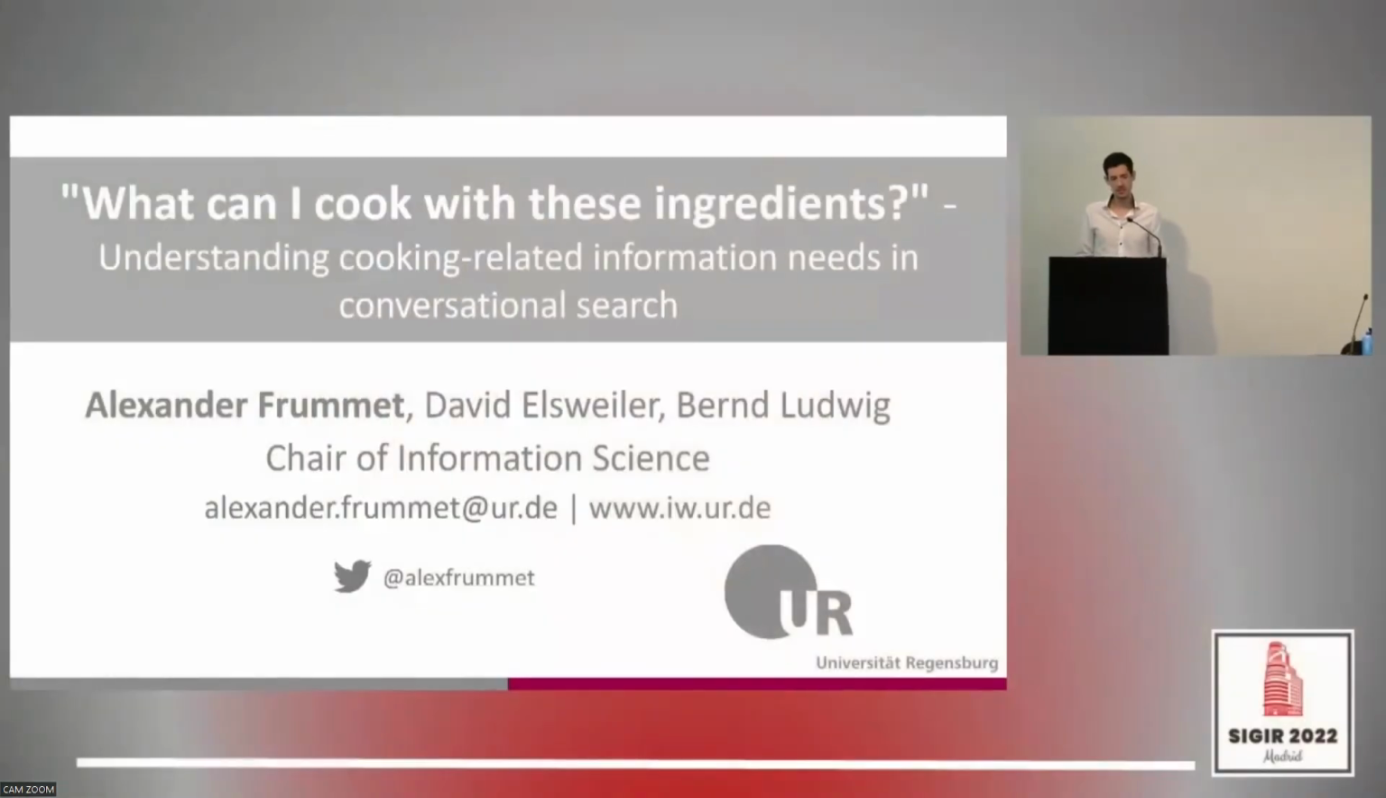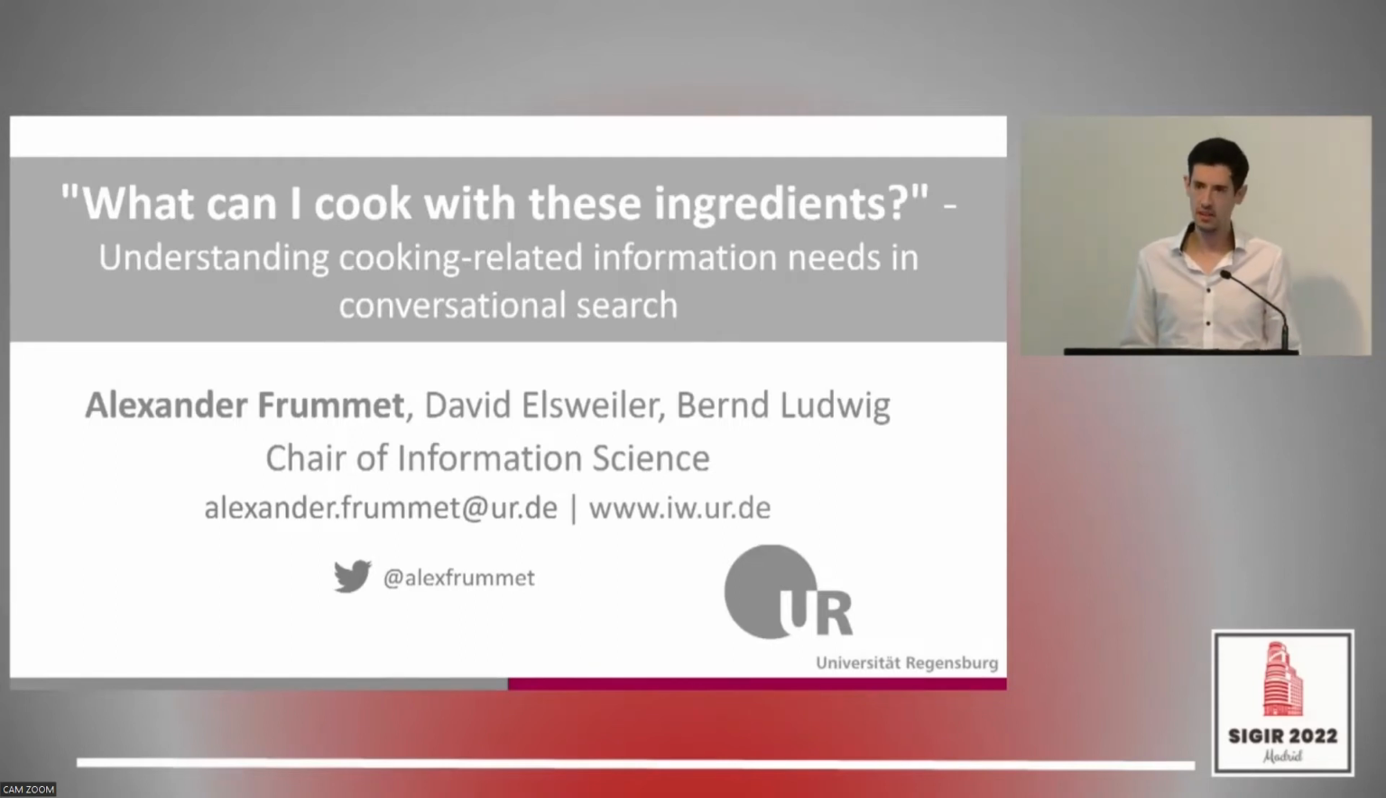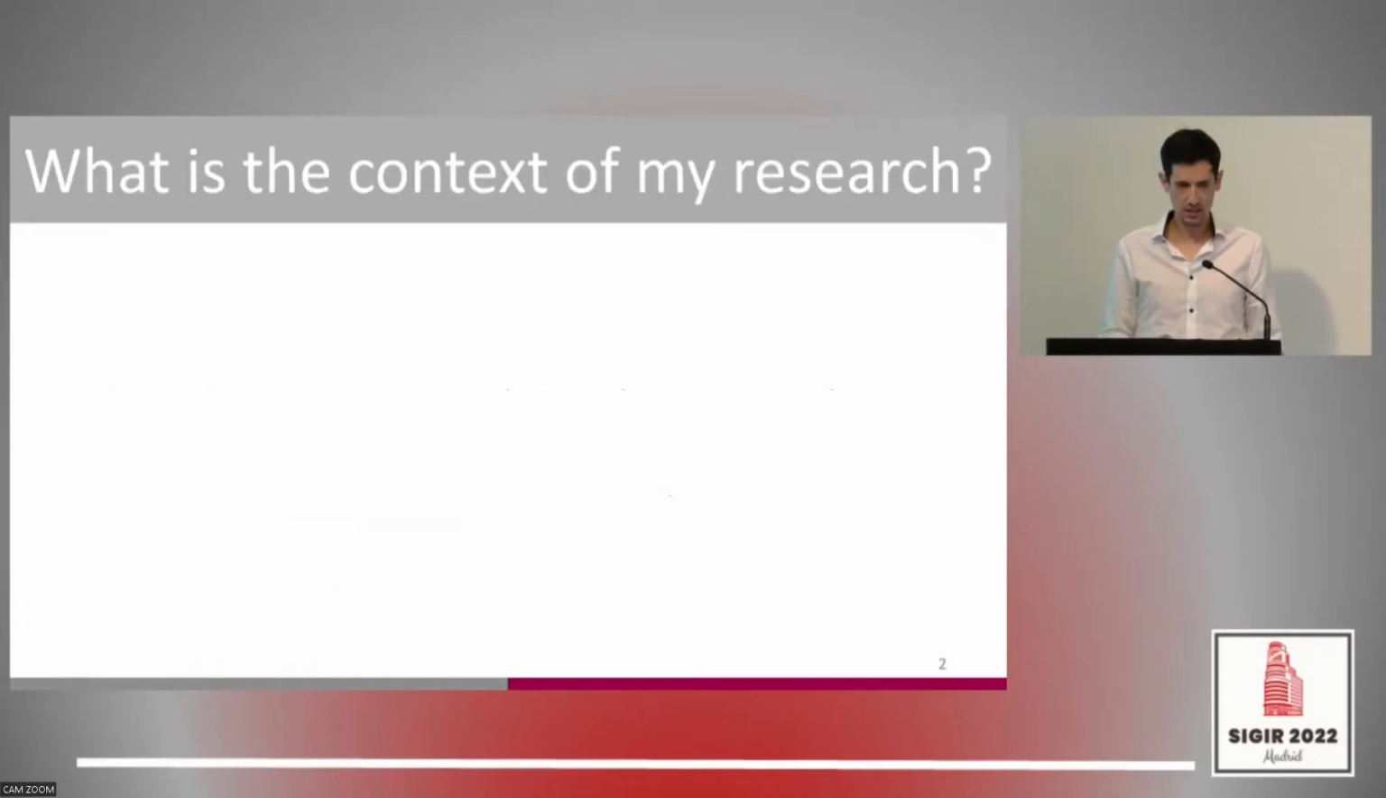So, hello everyone. I'm talking about a TOIS paper I submitted, which is about understanding cooking-related information needs in conversational search, which was joint work with my supervisor David Elsweiler and Bernd Ludwig. To start right off, I first want to contextualize my research. We all know Alexa is great for setting timers, getting the weather forecast for the day, but also, let's consider a smart home setting, for changing the light color in your house, for instance.